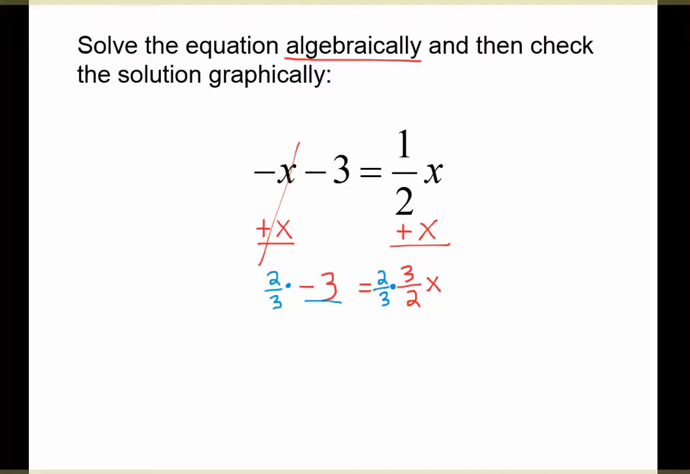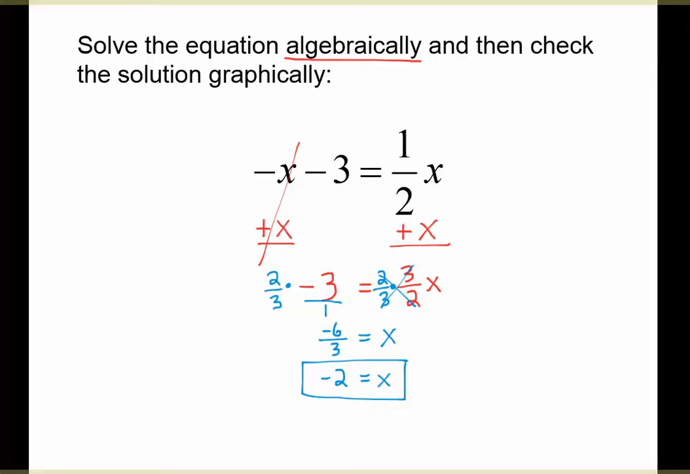Maybe put that negative 3 over 1, if that makes you feel a little bit better. And then you're going to have a lot of canceling out here on the right-hand side. 2's cancel, 3's cancel, you're left with x. And on the left-hand side, 2 times negative 3 is negative 6, and 3 times 1 on the bottom is 3. Okay, so negative 6 divided by 3 is what number? It's negative 2. So when we solve this, we get negative 2 for x.